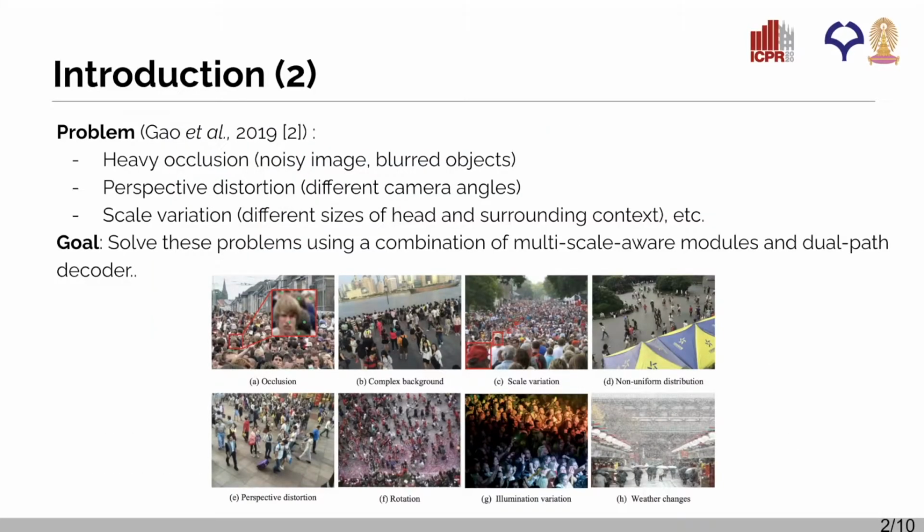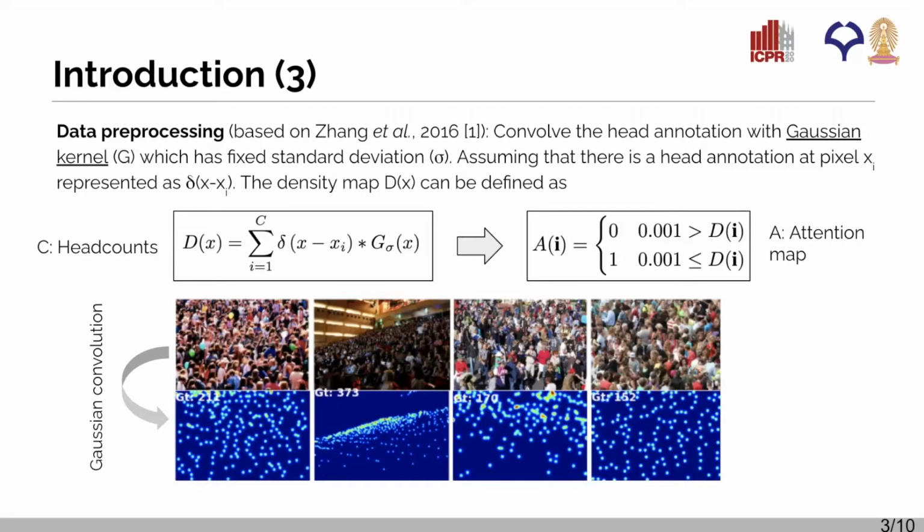But there can be some problems along the way. First, you can have heavy occlusion image, perspective distortion, and scale variation. And the goal in this research is to solve these problems using a combination of multi-scale aware models and dual path decoder, where you predict both density maps and attention maps for highlighting crowd regions in the input image.